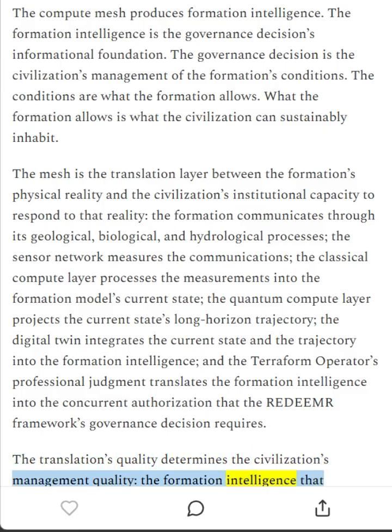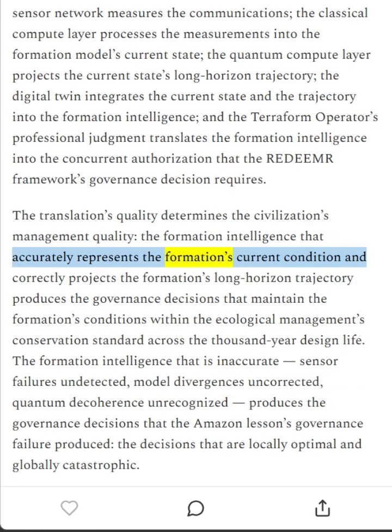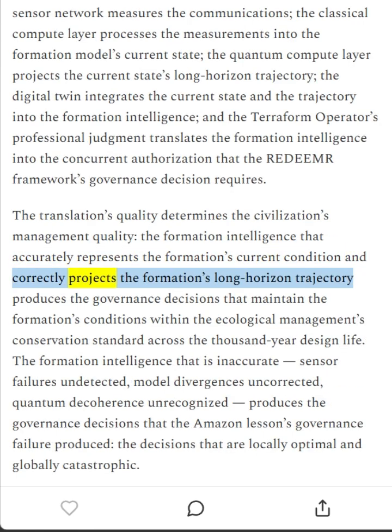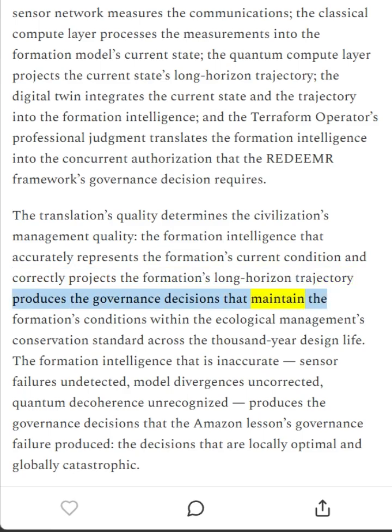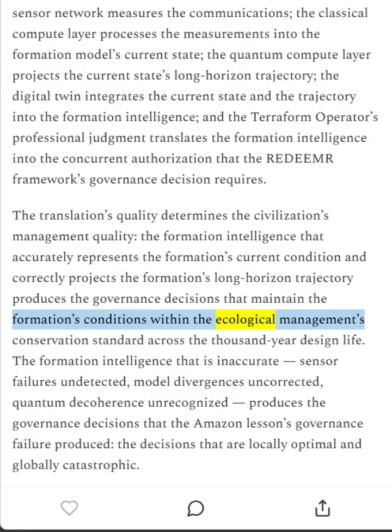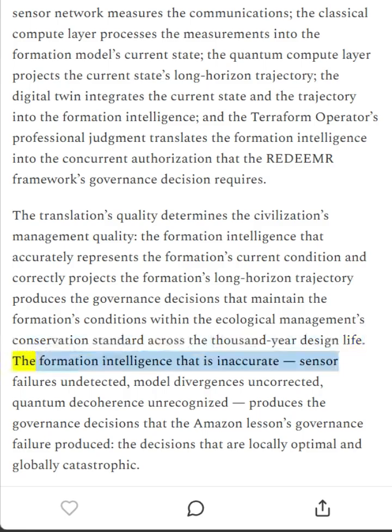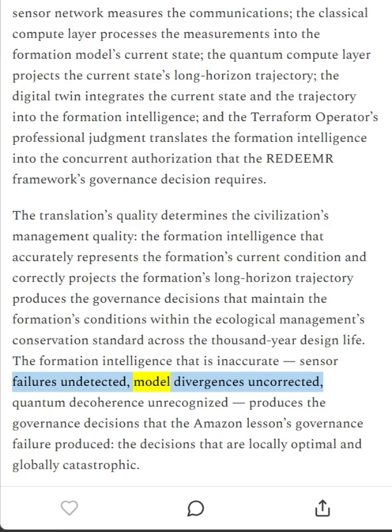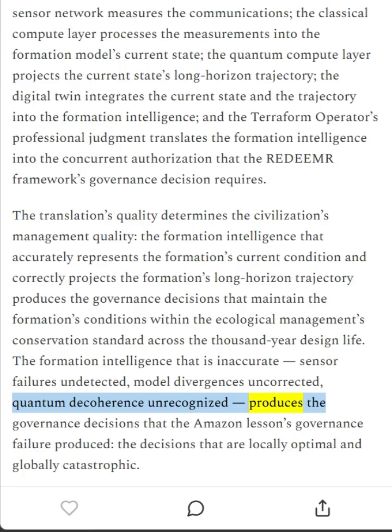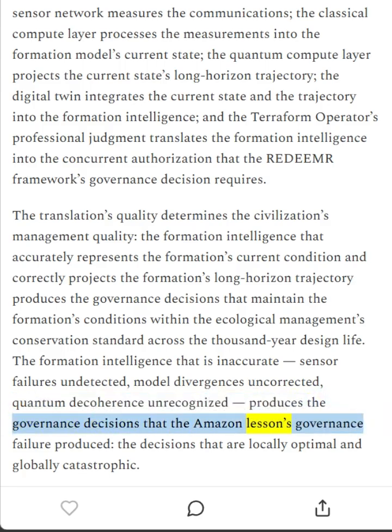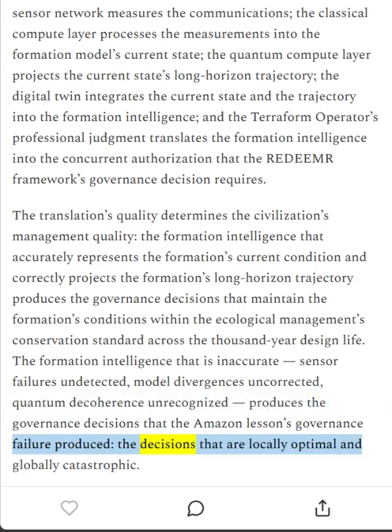The formation intelligence that accurately represents the formation's current condition and correctly projects the formation's long horizon trajectory produces the governance decisions that maintain the formation's conditions within the ecological management's conservation standard across the 1,000-year design life. The formation intelligence that is inaccurate, sensor failures undetected, model divergences uncorrected, quantum decoherence unrecognized, produces the governance decisions that the Amazon lessons governance failure produced, the decisions that are locally optimal and globally catastrophic.